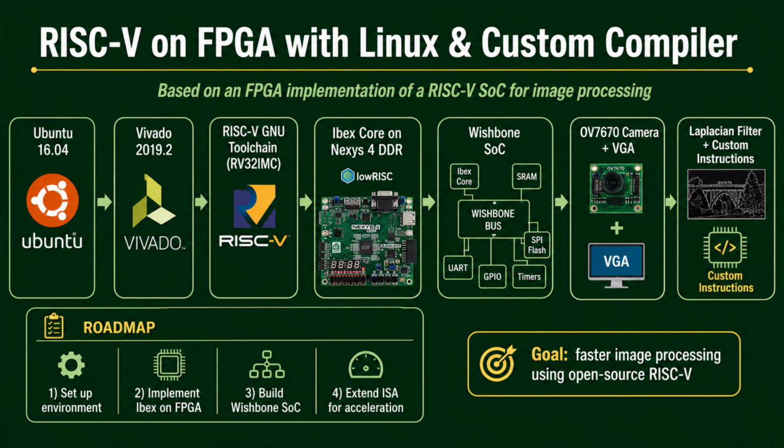The development environment used in this implementation is based on Ubuntu Linux. Xilinx Vivado is used for RTL simulation, synthesis, implementation, and FPGA programming. For software development, the RISC-V GNU cross-compiler translates C programs into executable instructions for the RISC-V processor. The processor selected here is the Ibex RISC-V Core, configured for the RV32 IMC architecture, and implemented on the Nexys 4 DDR FPGA board. Once the processor is running, the next stage is system integration.